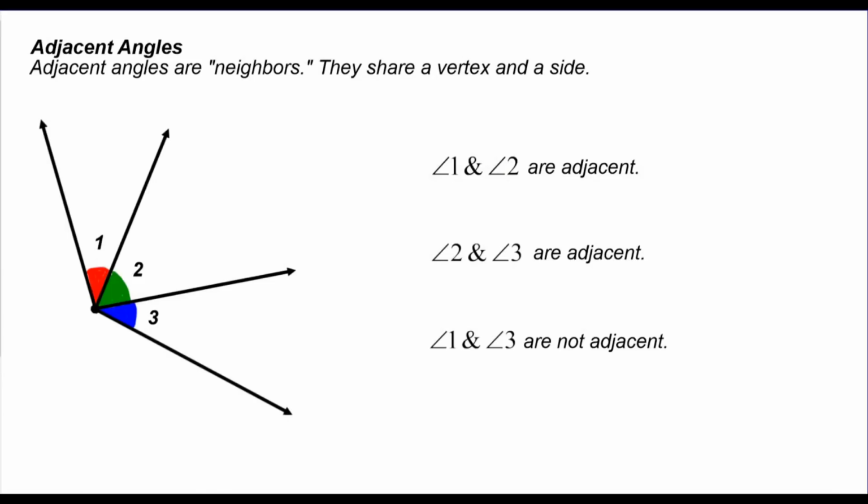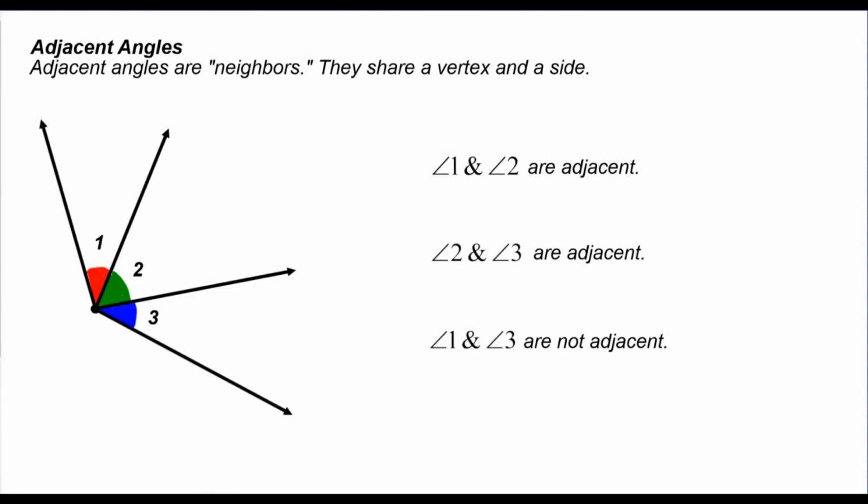That's vertical angles. Next, we have adjacent angles, and I think of adjacent angles like neighbors. They share a vertex and a side. In this diagram, there are many angles, but I'm only going to be concerned with angle 1, angle 2, and angle 3. So the red angle, the green angle, and the blue angle.